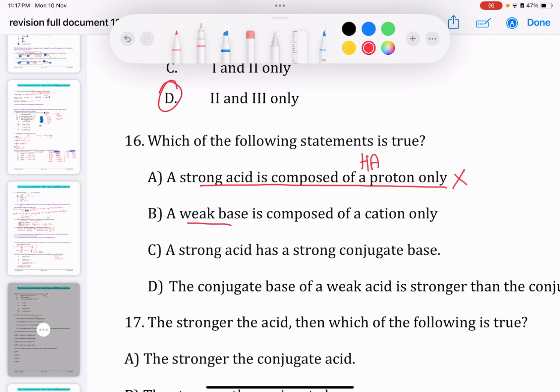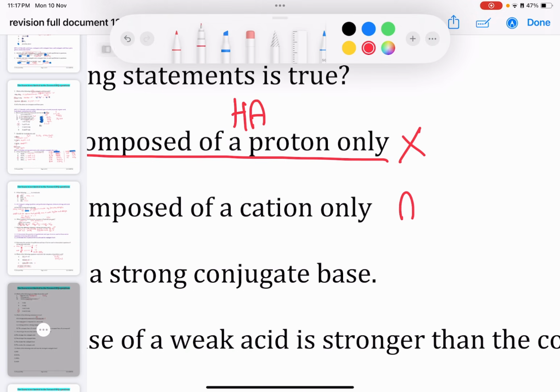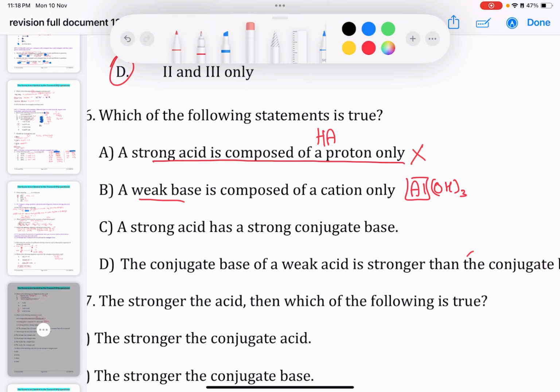A weak base is composed of a cation only. A weak base, for example, I can take aluminium hydroxide. That's a weak base. Al3 plus is the cation. So it's wrong. It's not only composed of a cation, it also has OH minus, the hydroxide ions.